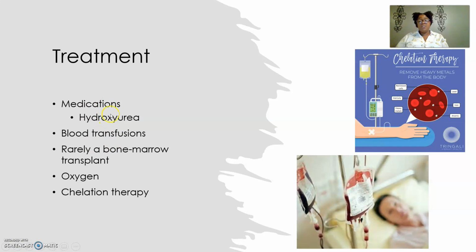Treatment. This is a drug right here that pulls heavy metals such as iron out of the body. And this overdeposit of iron happens because of blood transfusion. You can have a bone marrow transplant. Giving them oxygen can also help, because that would increase the oxygen in the body. But I was talking about chelation therapy. I'm so sorry. This pulls the iron out of the body, or heavy metals out of the body. Hydroxyurea helps with pain.